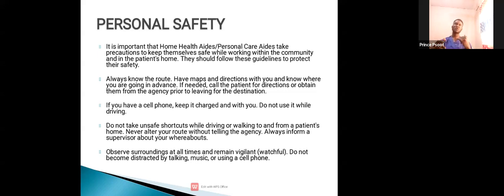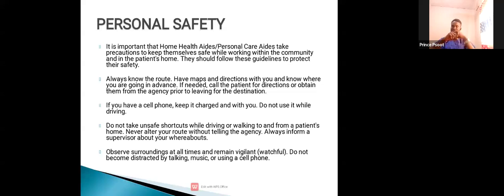Phone and driving. If you are the driver, that's when this rule applies. Don't use your phone while you are driving. Of course, it doesn't mean that you can't use your phone in motion. If you are not the one driving, fine, you can use your phone as much as you want. But if you are the one driving, for concentration's sake, do not use your phone. Do not take unsafe shortcuts while driving or walking to and fro from a patient's home. Neither alter your route without telling the agency you are working for. Always inform a supervisor about your whereabouts.